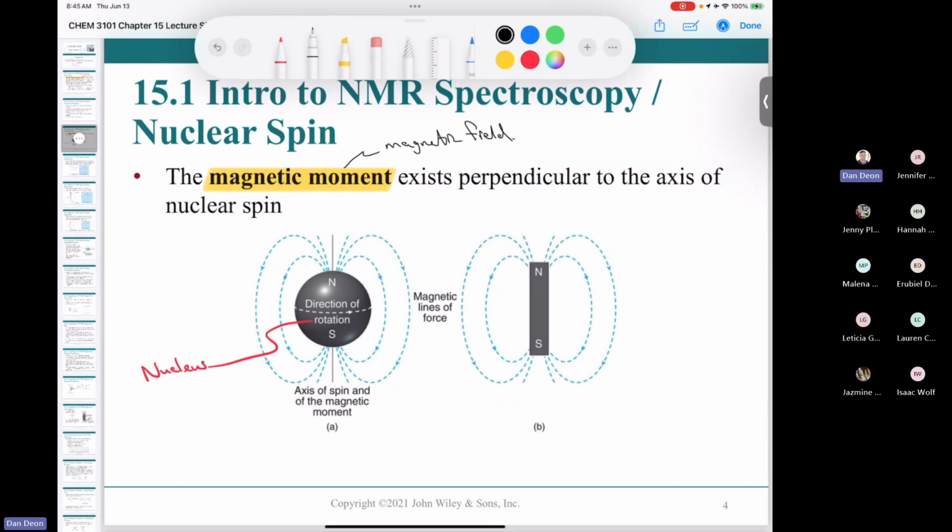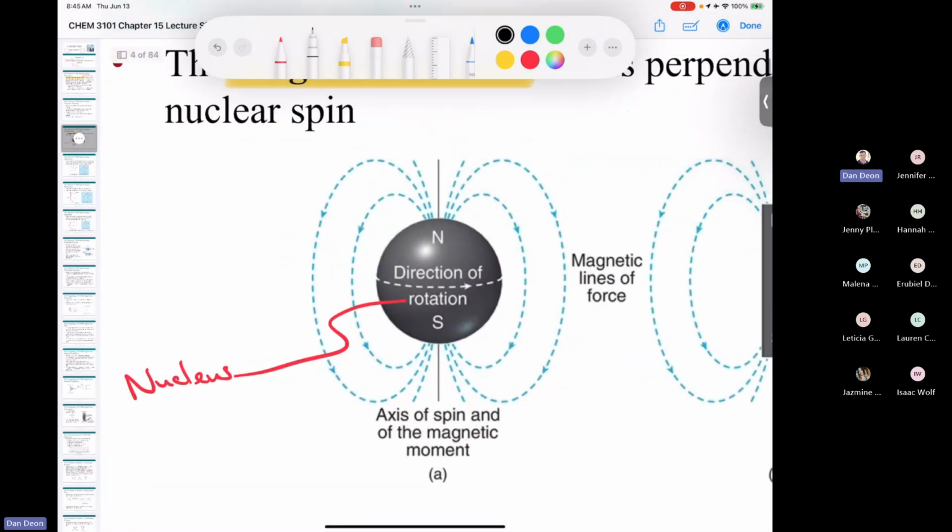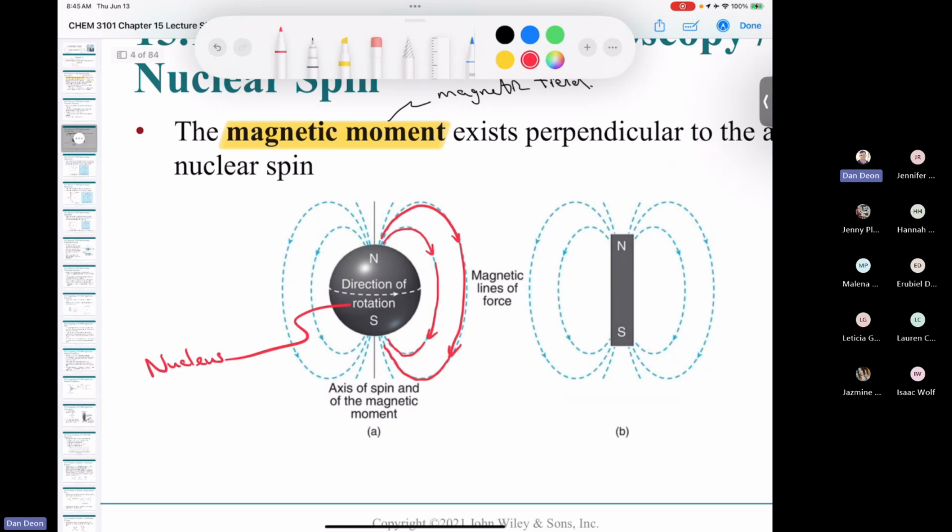So what's happening is you see this is the direction of the rotation, right? It's spinning around and around on this axis, like a top. And when it does that, since the nucleus has a positive charge, it creates a magnetic field. You see the field lines are coming out of the top and going down towards the bottom like this. It's just like the field lines you would have seen with a bar magnet. It's a very similar thing.